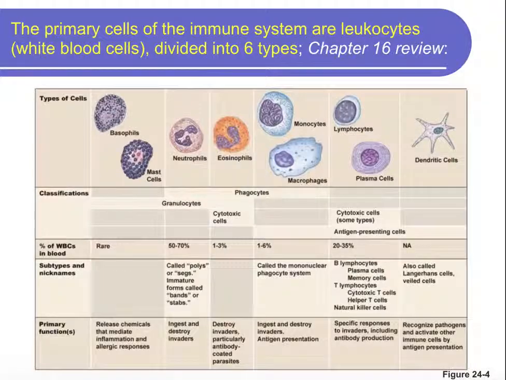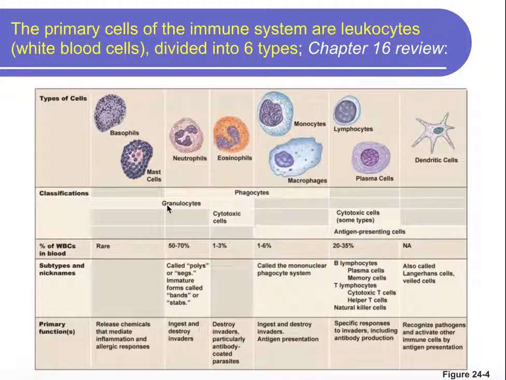So here are the other cells that make up our lymph tissue. We have our white blood cells, and we have several types. We have our basophils and mast cells, our neutrophils, eosinophils, monocytes and macrophages, lymphocytes, plasma cells, and dendritic cells. Let's quickly go over some of the classifications. Some of our white blood cells or leukocytes are classified as phagocytes. So the neutrophils, the eosinophils, monocytes, and macrophages are phagocytic cells, which means they will phagocytose. So they will actually eat up pathogens.